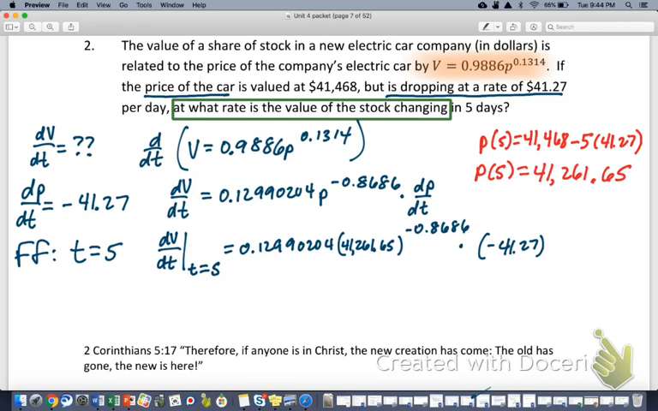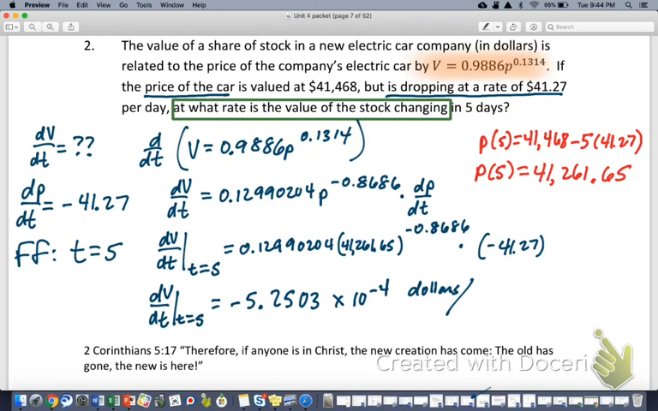And this ends up being a pretty small number. So it'd be dV/dt at t equals 5 is negative 5.2503 times 10 to the negative fourth. Obviously a very small number. That would be measured in dollars per day, I think. Yeah, dollars per day. And that would be the rate of change of the value of the stock based on this relationship.